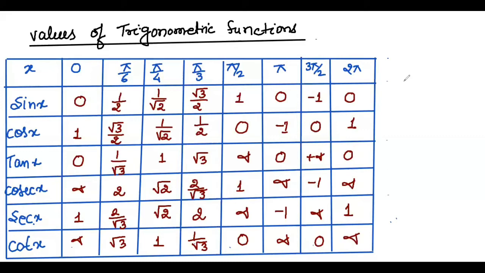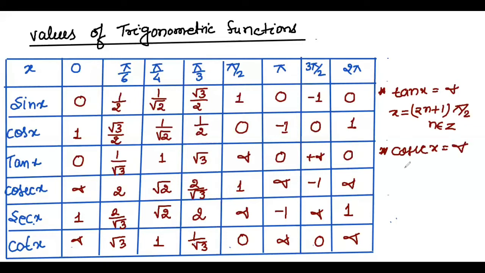We know some values we have discussed earlier: tan x equals infinity when x equals an odd multiple of pi by 2, that is (2n plus 1) pi by 2. You have to remember it, where n belongs to integers. Similarly, cosec x equals infinity when x equals n pi, where n belongs to integers.